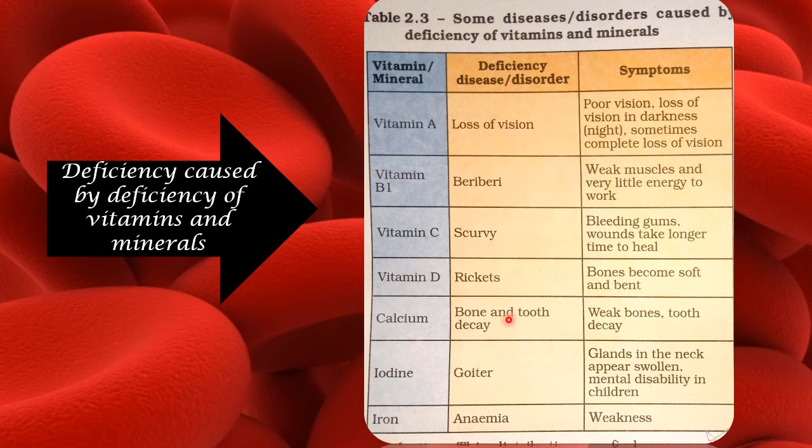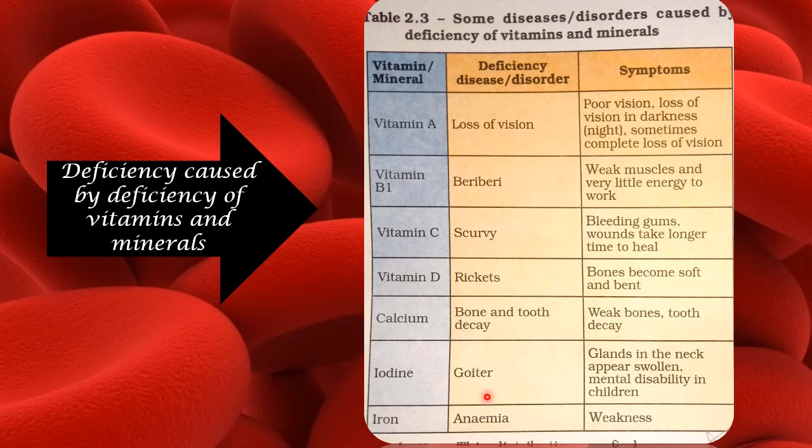Vitamin D, rickets, bones become soft and bent. The legs will be bent just like a bow, like bow and arrow, you might have seen. The bones will be bent if you're not taking a proper amount of vitamin. Mostly it is seen in children, like rickets. Calcium, bone and tooth decay. If there is a deficit of calcium, the bone will be weakened and the tooth gets decayed very easily. Weak bones, tooth gets decayed.